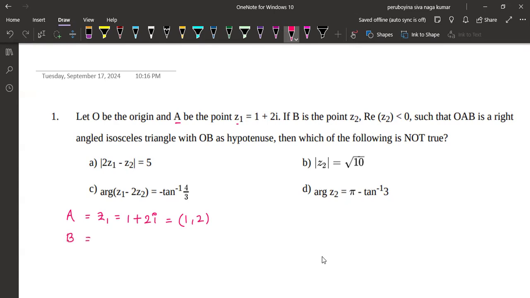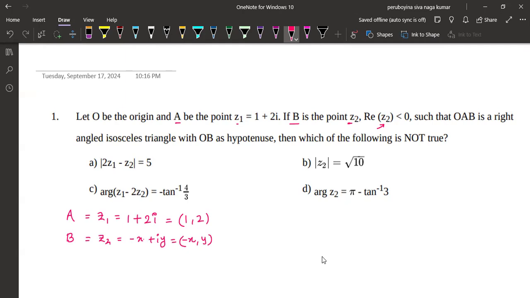And again, he's talking about point B. Point B is a complex number represented with Z2. Also, he said real part of Z2 is negative. So let us suppose we don't know about this complex number Z2. Simply take minus x plus iy. So minus x comma y you can write as a point form.